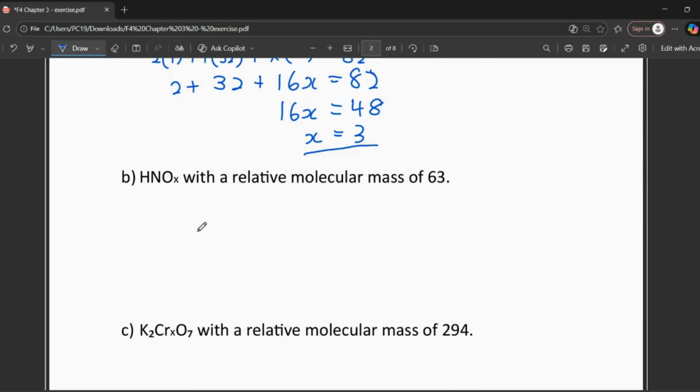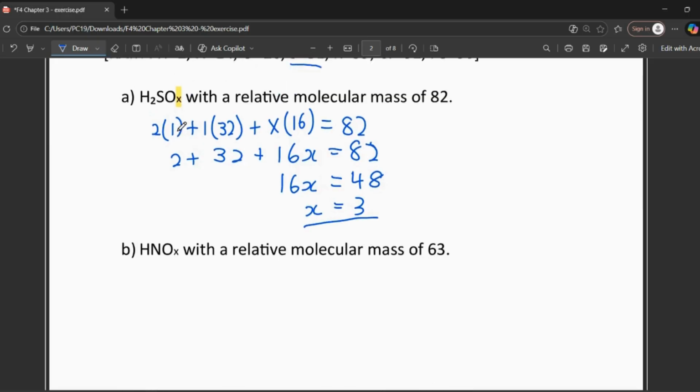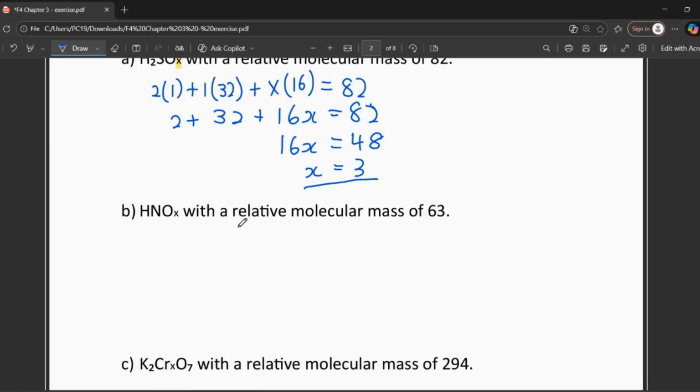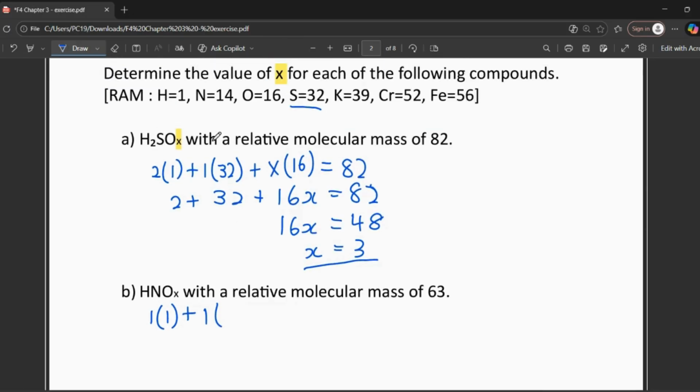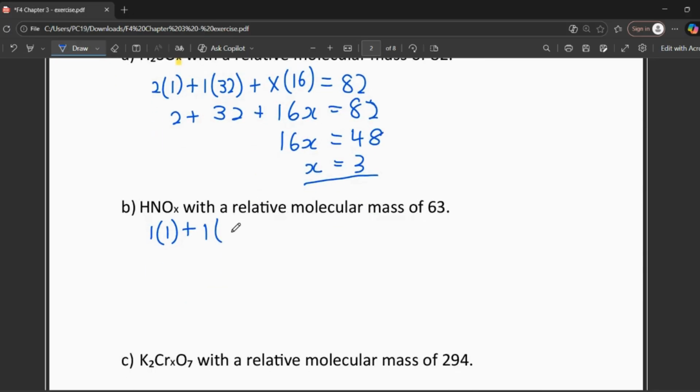Moving on, question number B, we're going to be doing the same. The relative molecular mass for HNOx is 63. So we're going to write the mathematical equation first. We have one atom of hydrogen. The relative atomic mass for hydrogen is 1, plus we have one atom of nitrogen. The RAM for nitrogen is 14, plus we have x atoms of oxygen, which is 16, which has the relative molecular mass 63.